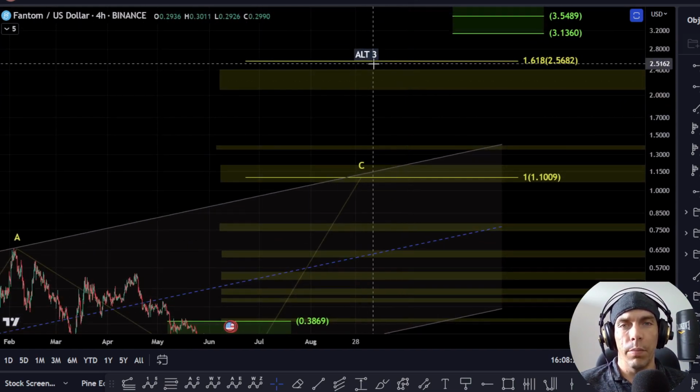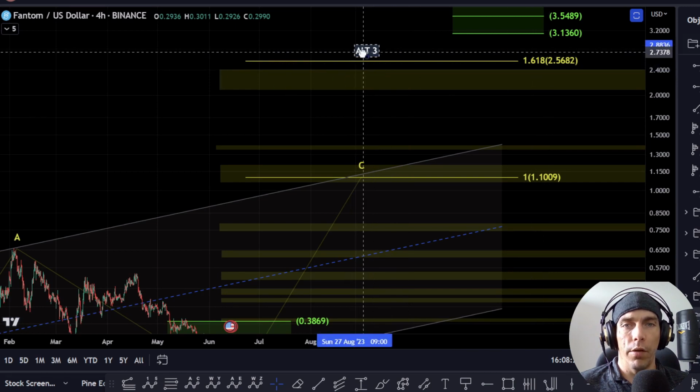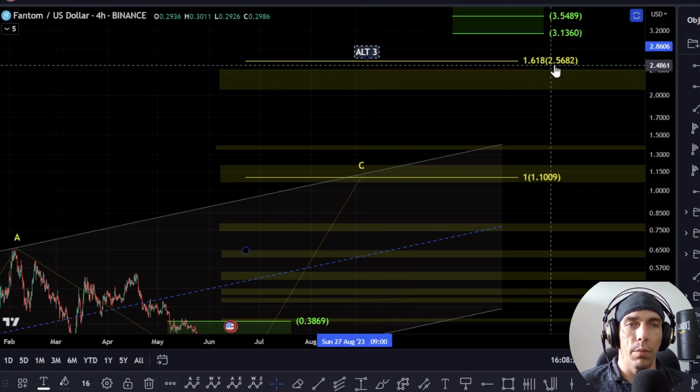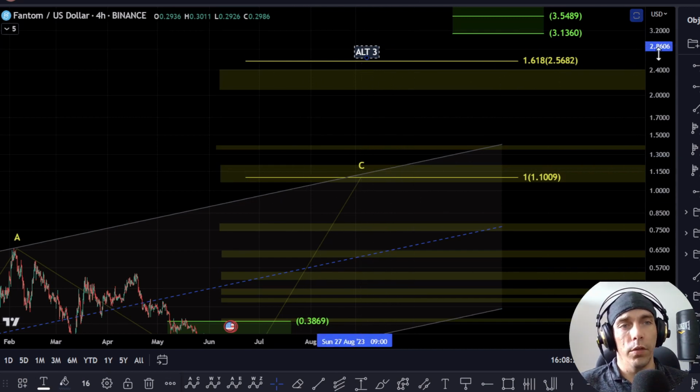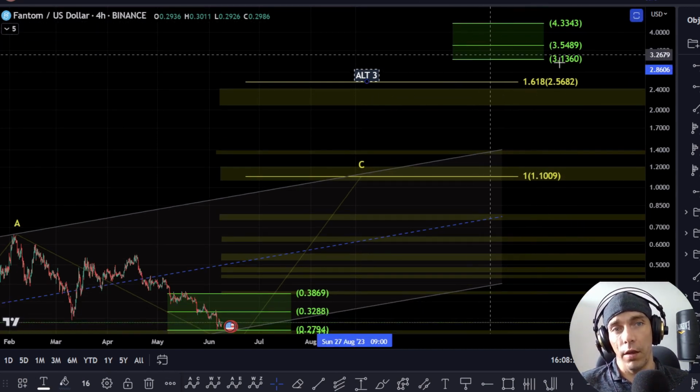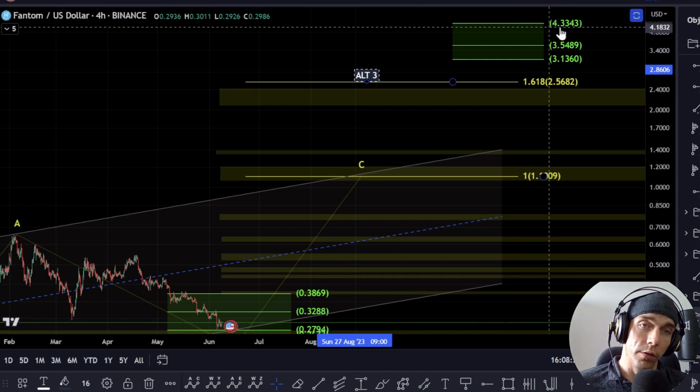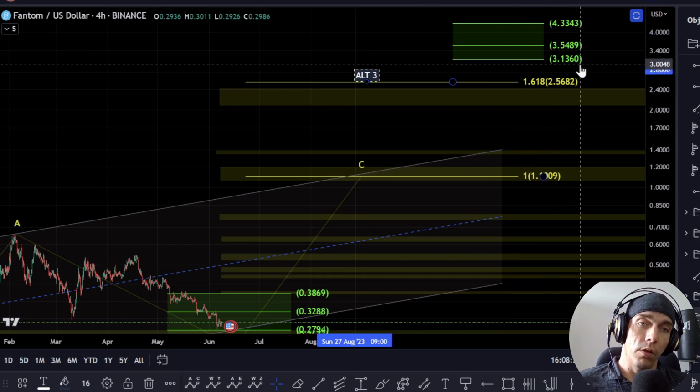Alternatively, if we do see a bigger push to the upside, we could see a wave 3 develop, which would see this come up towards this $2.56. So if we do see this as a bigger fourth and a fifth, what we could then see is price move up towards this $4.33 to this $3.13.